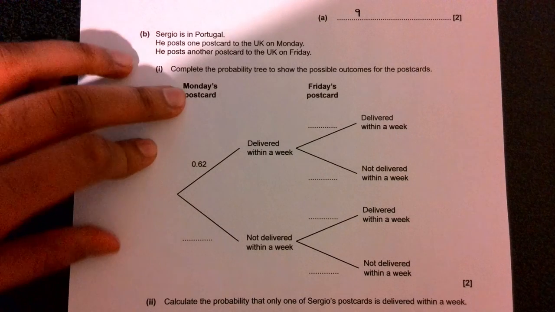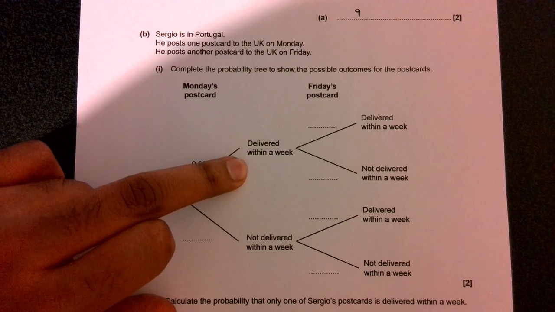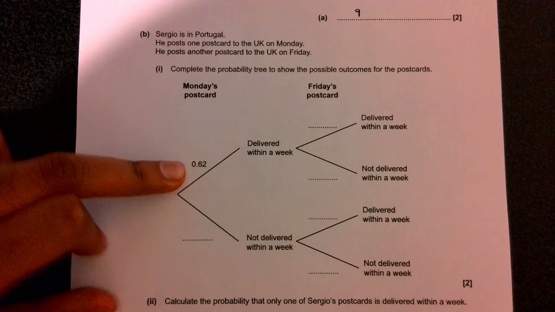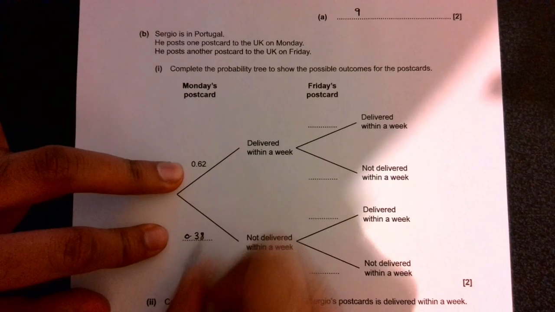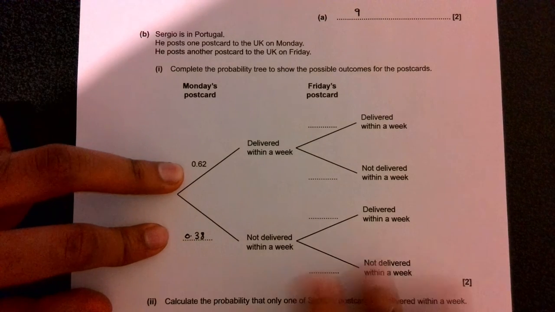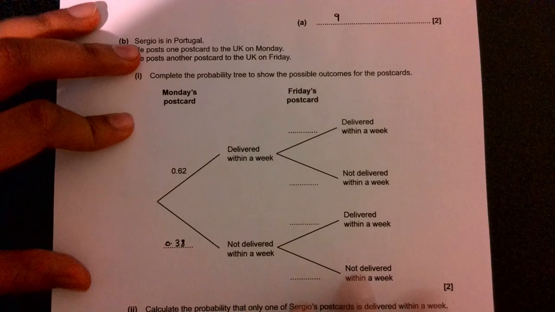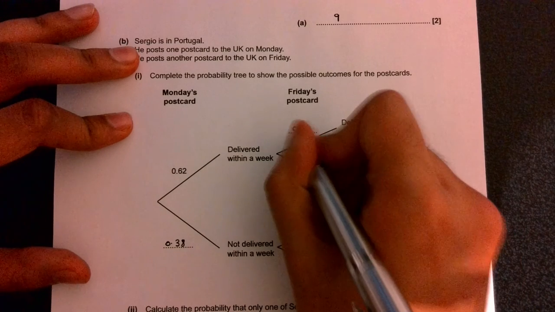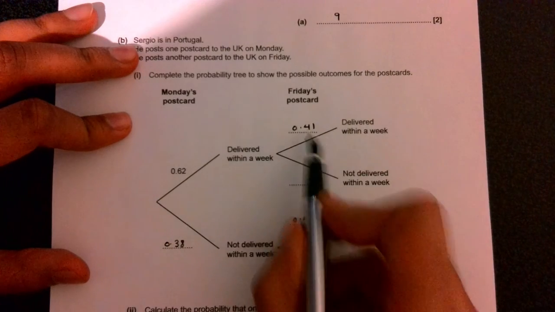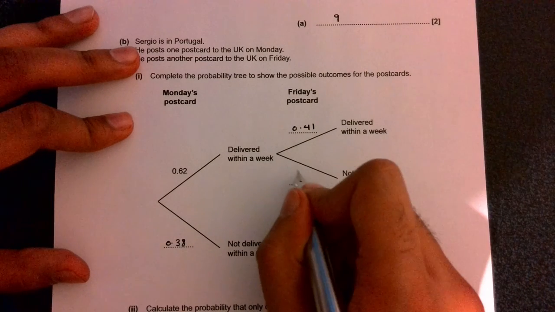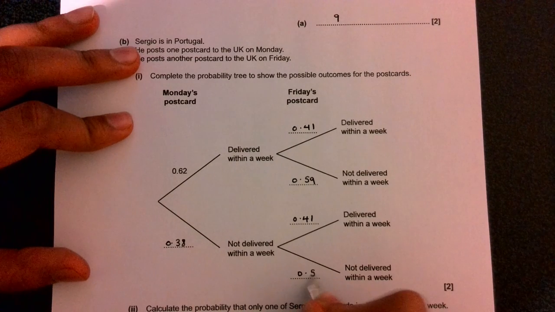Well, on Monday we have over here 0.62 that is delivered within a week. Remember, probability adds up to 1, so 1 minus the 0.62, that's 0.38. Now on Friday, the probability that it's delivered within a week is 0.41. So what we have over here is 0.41 here and here, and therefore 1 minus 0.41, that's 0.59. So we have 0.59 here, 0.59 here.